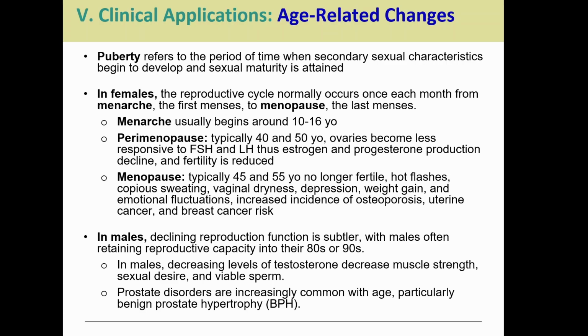Most people get it probably about the time they're a teenager. And they're going to go through their cycle all the way until they get to about their 40s or 50s. This is where we enter into perimenopause. This is where the ovaries are less responsive to follicle stimulating and luteinizing hormone. Fertility starts to go down, but it's not zero. And progesterone and estrogen production is going down too. Then menopause, which is again 45 to 55. After you've gone through menopause, there is no fertility left.